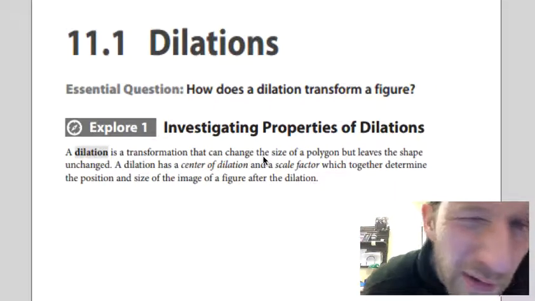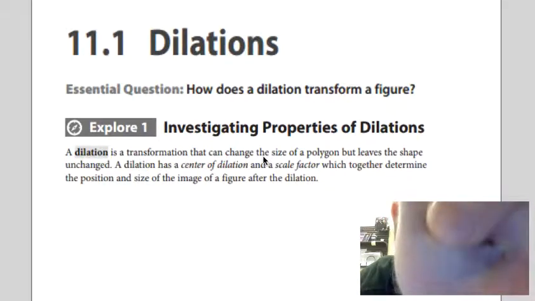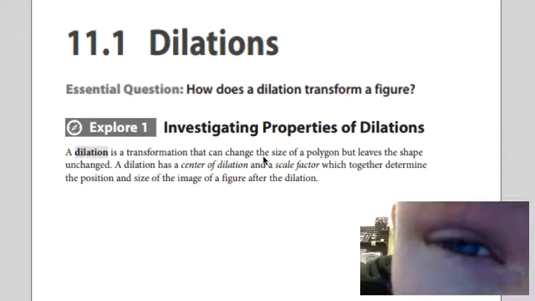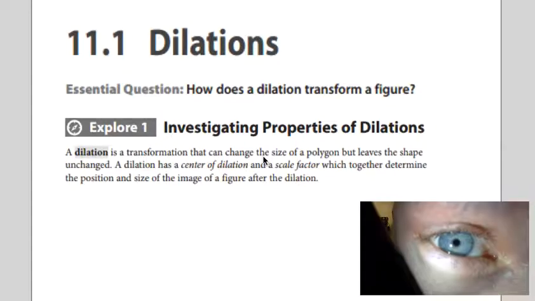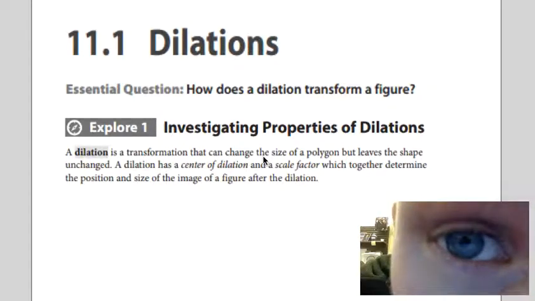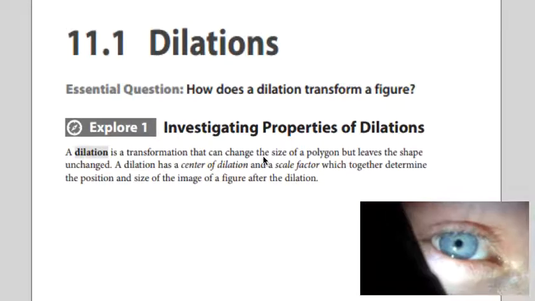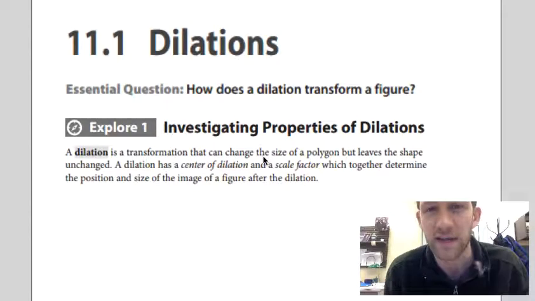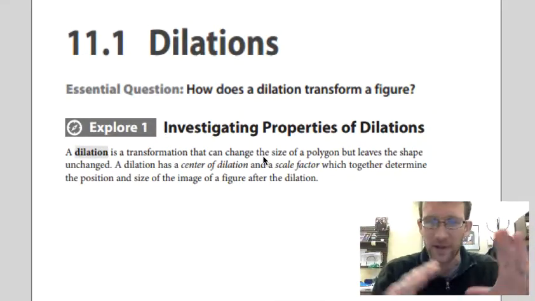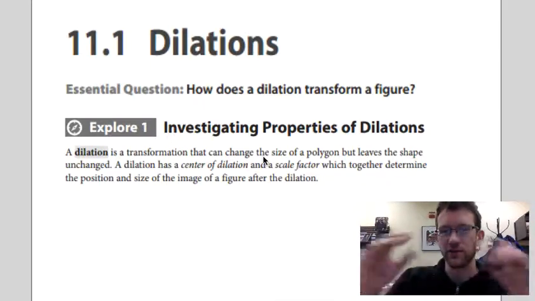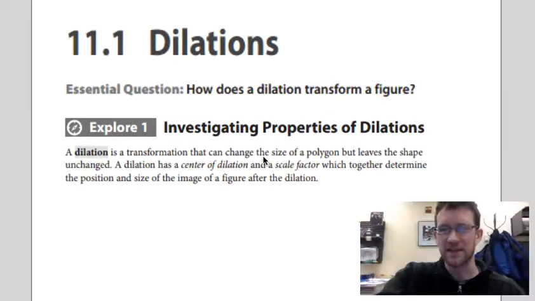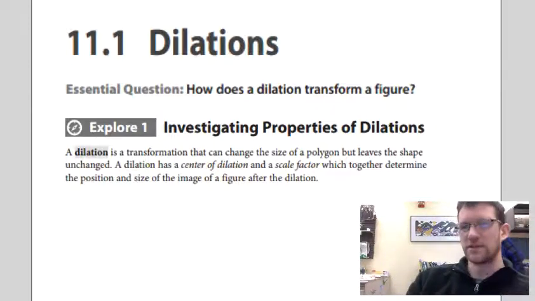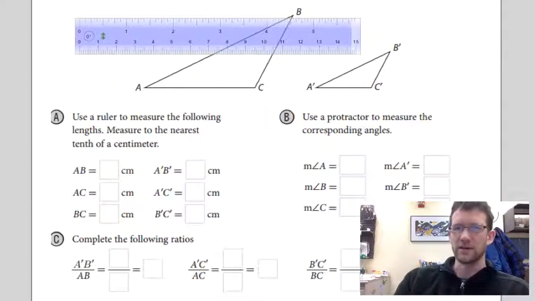I want you guys to look at my eyeball for a second here. Could you see it dilate? Hopefully you can see it dilate. So a dilating eyeball is when it gets bigger, but then it contracts too. So getting bigger and smaller, that's what a dilation is. It's the same way in geometry. Dilations are when we get bigger or smaller by some kind of scale factor.